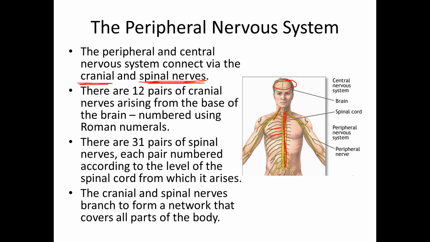There are actually 12 pairs of cranial nerves arising from the base of the brain. We'll see those in a minute. And 31 pairs of spinal nerves, each of these numbered according to where they come out of the spinal cord itself. Now it's these nerves that then branch to form all of the nerve connections in the body.